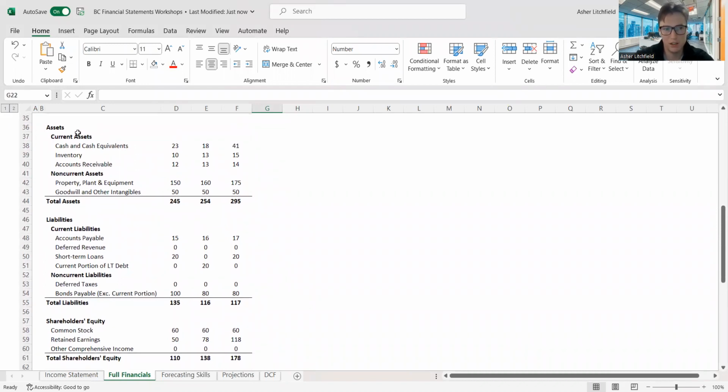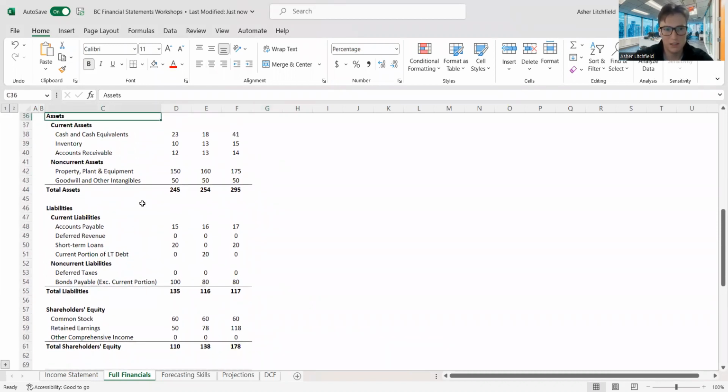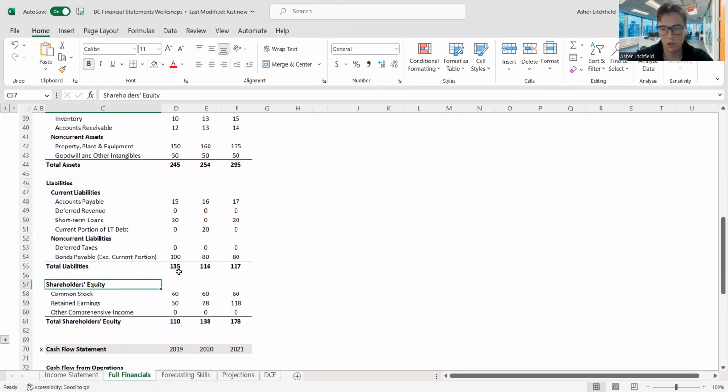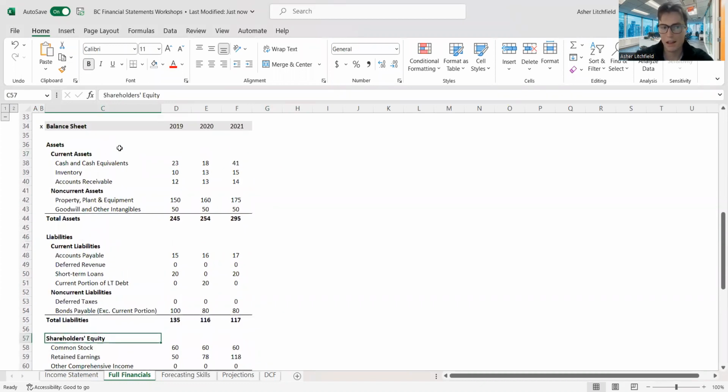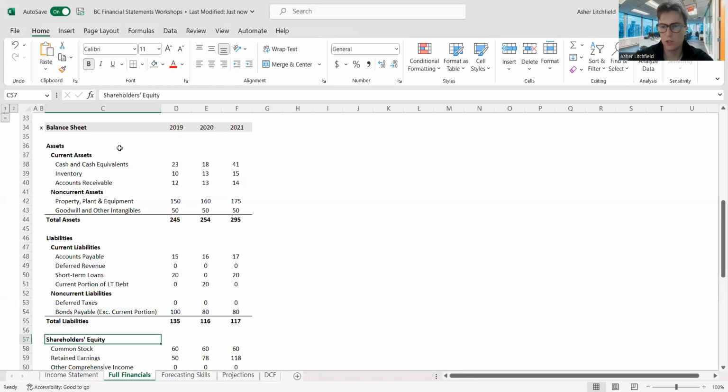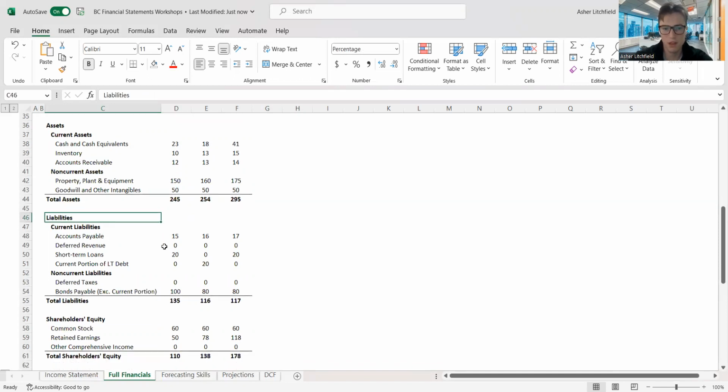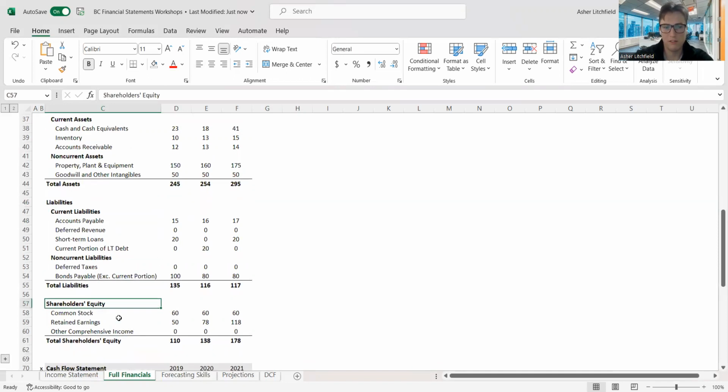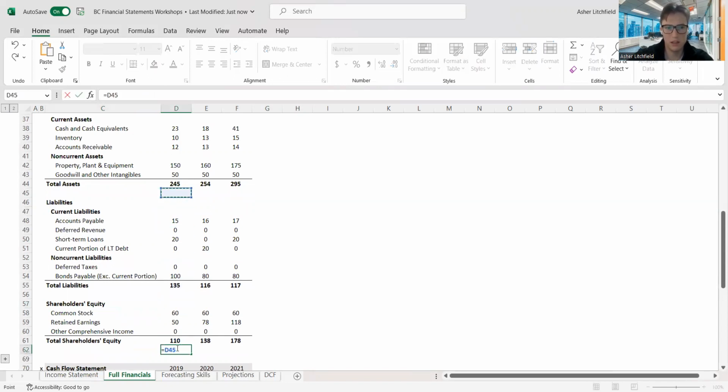So the balance sheet is divided into three sections. We have assets, liabilities, and shareholders' equity. Generally speaking, assets are things that give you a future good, something good happens to you in the future, and liabilities are things that cause something bad to happen to you in the future. Equity is defined as the difference between assets and liabilities. In fact, if we take our assets and we subtract our liabilities, then what we get is our shareholders' equity.